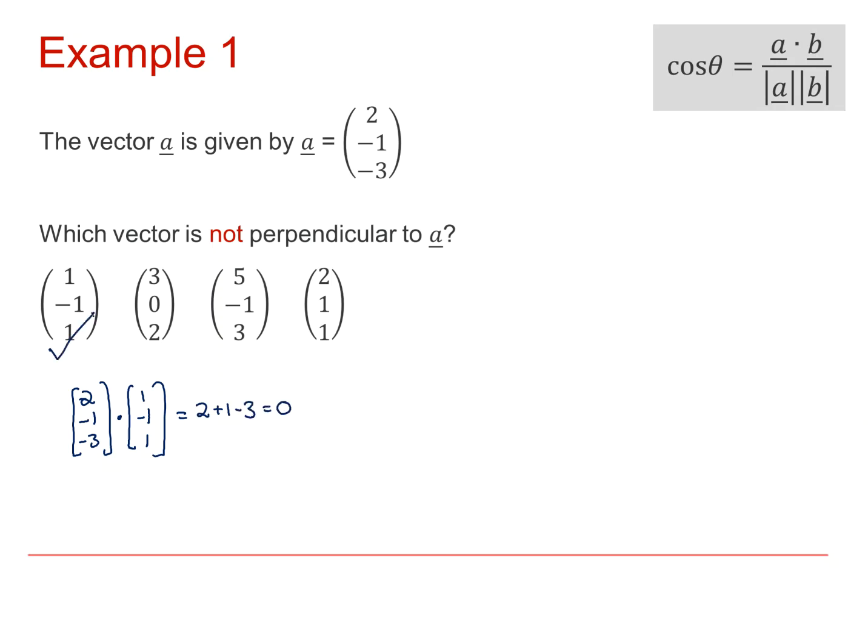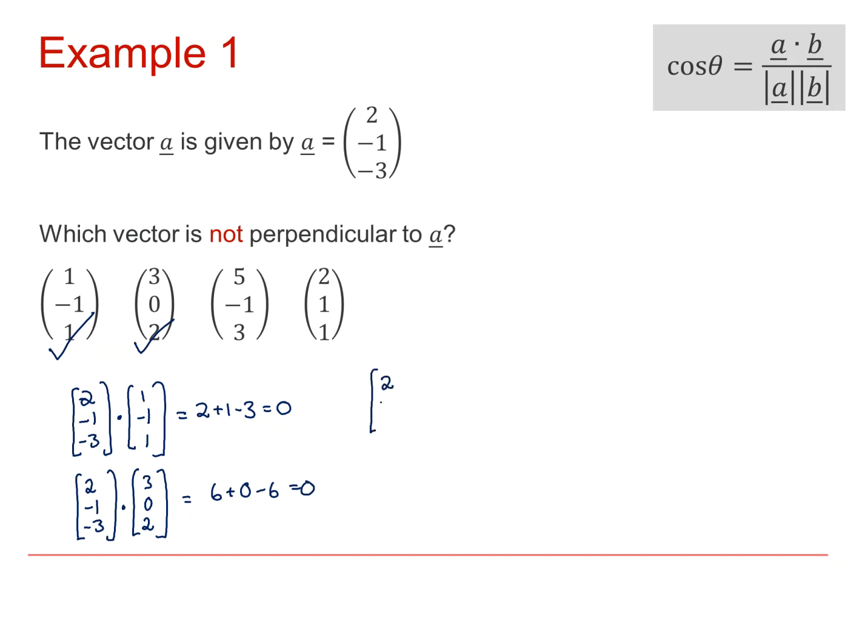So this first vector is perpendicular. Pause the video while you check the other 3. OK, checking the second one, (2, -1, -3) dot (3, 0, 2). That gives us 6 plus 0 minus 6, which is 0. So that one's perpendicular as well.